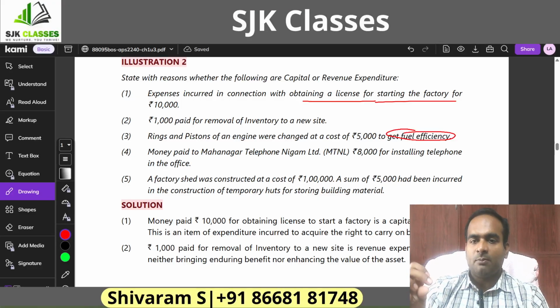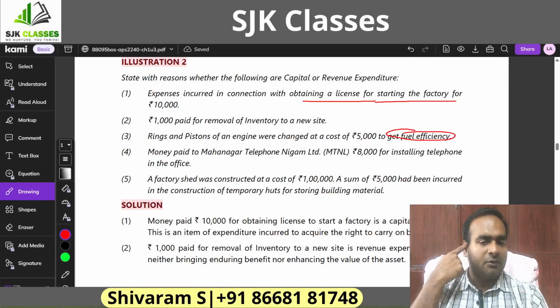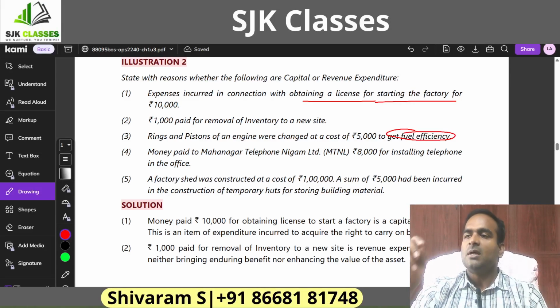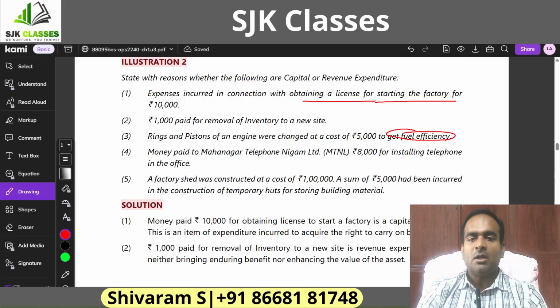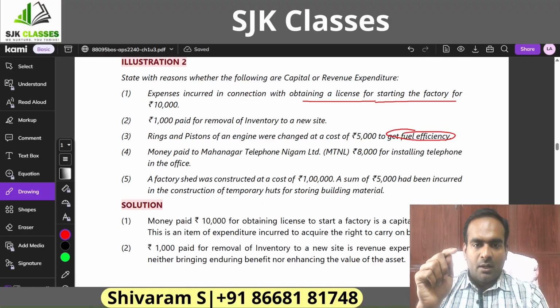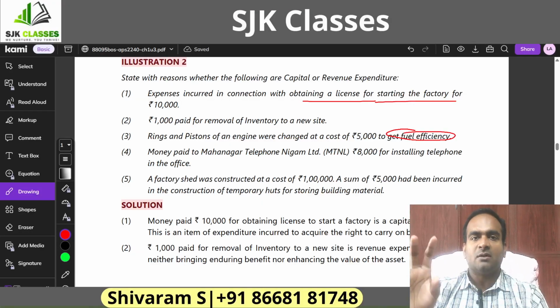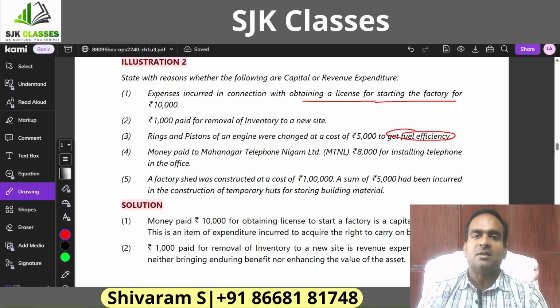For the 8,000 rupees, what is the entry we will pass? Security deposit account debit to bank. Money is moving out, so my bank balance reduces and I give credit to bank. Security deposit I'm debiting because it's an asset. It's a refundable amount. Hence, this payment of 8,000 will not be called either a revenue or a capital. It's neither of these two.